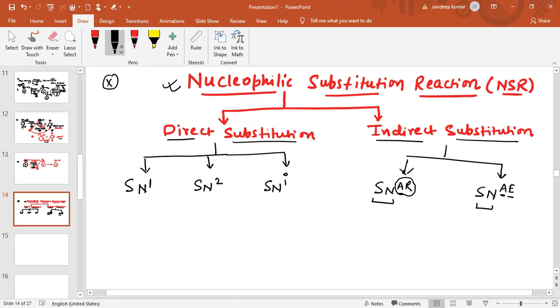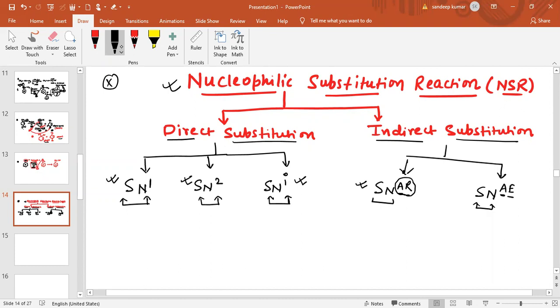Now see, how many reactions are there? Direct substitution reactions are SN1, SN2 and SNi. So this is nucleophilic substitution SN1, and this is nucleophilic substitution SN2, and this is nucleophilic substitution intramolecular, and this is nucleophilic substitution in aromatic compounds, and this is nucleophilic substitution via addition and elimination.